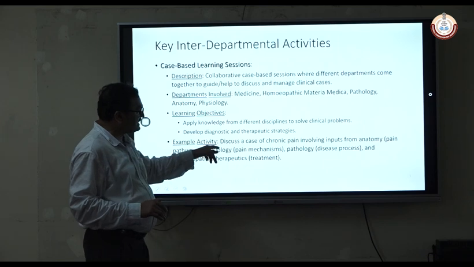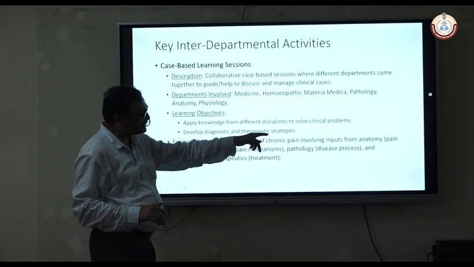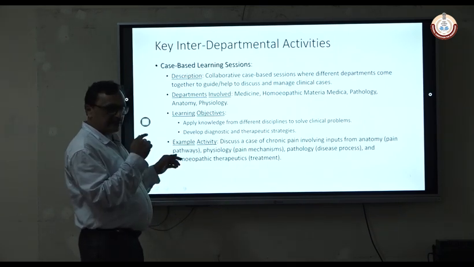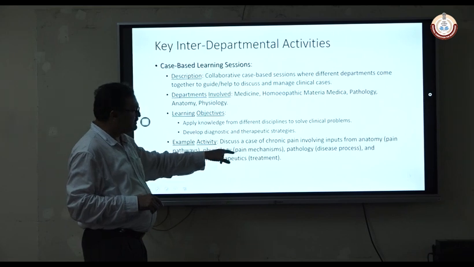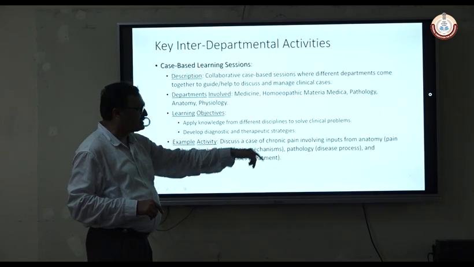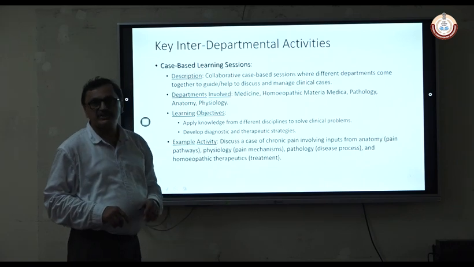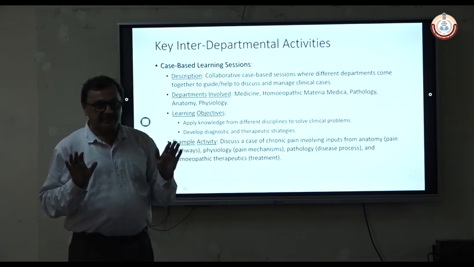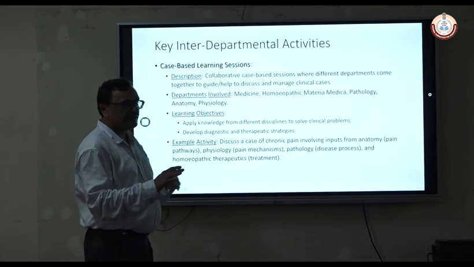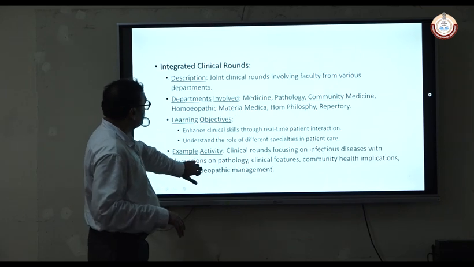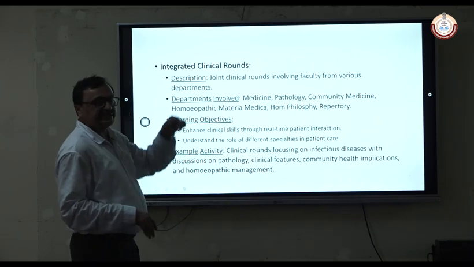Example activity: discuss a case of chronic pain involving inputs from anatomy, the pain pathways; physiology, the pain mechanisms; pathology, the disease process; and homeopathic therapeutics, the treatment. Simple example. We can have complex presentations also. And then integrated clinical rounds.